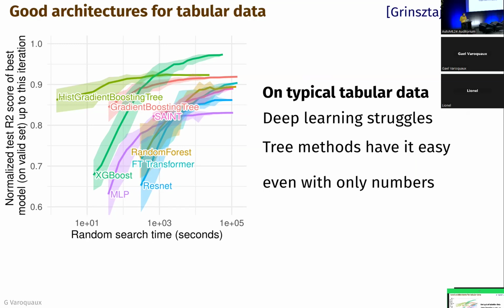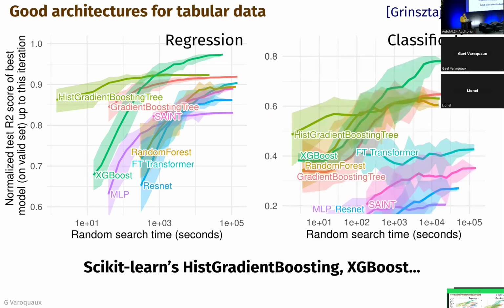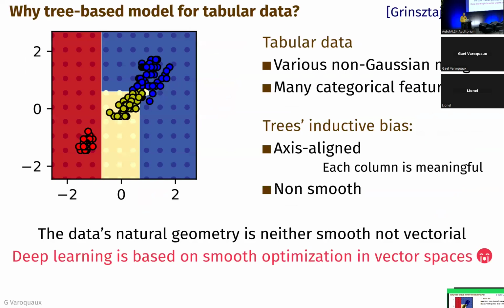Okay. So really the thing is that deep learning struggles, whereas tree-based methods have it really easy, even if you look at tables that are only made of numbers and you throw away the categorical columns. This is true for regression and for classification. And so one question is why? We haven't updated this study with the latest methods, and new things have happened, of course, since this was a few years ago. But really, the question is why.